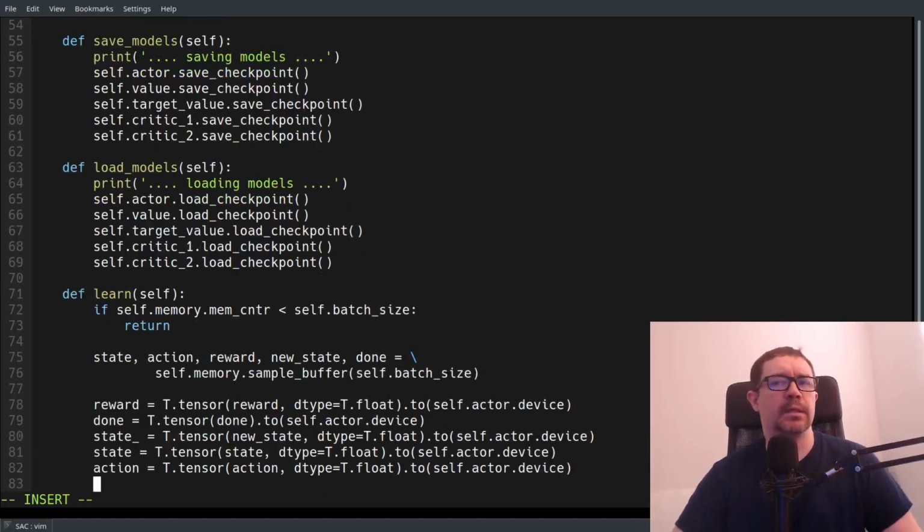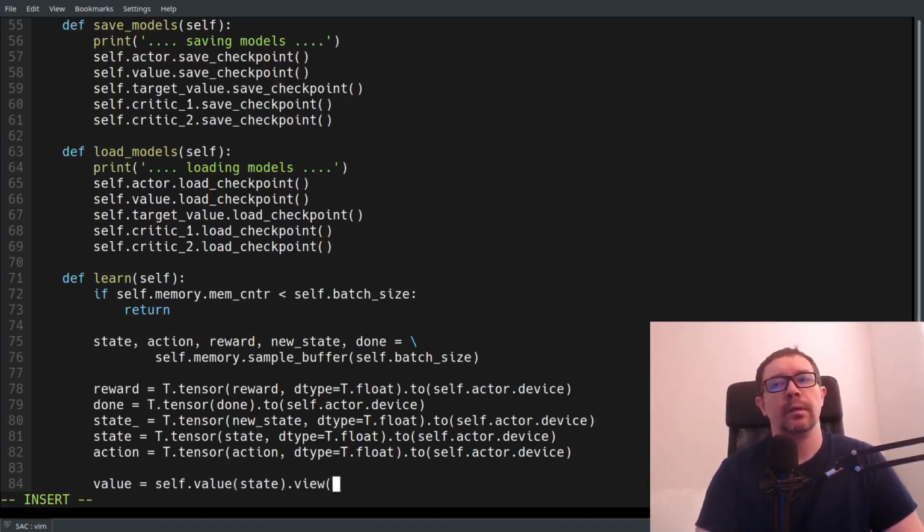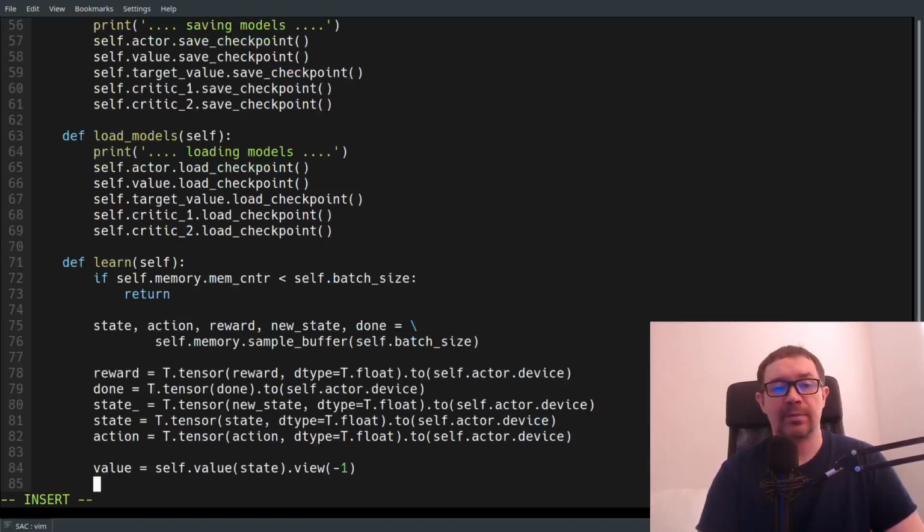And I'm being very pedantic about the data types here because PyTorch is quite particular, and so I want to be sure that I don't flag an error when the software is running later. So next we have to calculate the values of the states and new states according to the value and target value networks respectively. So value, state, and I have to collapse along the batch dimension due to the way the loss is calculated. So you'll see a dot view -1.